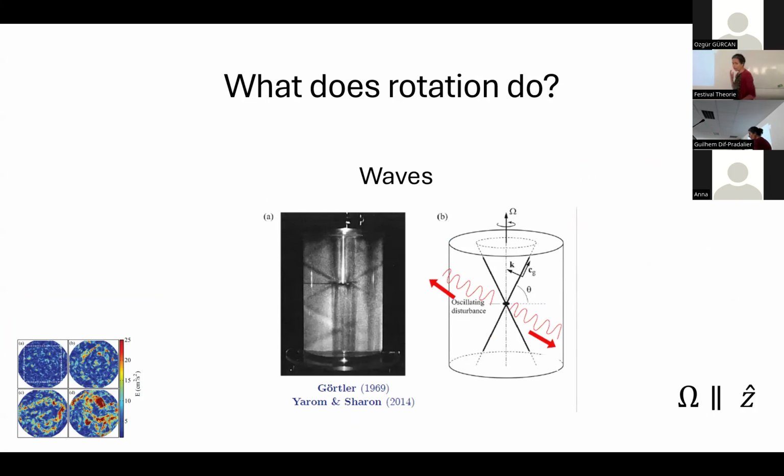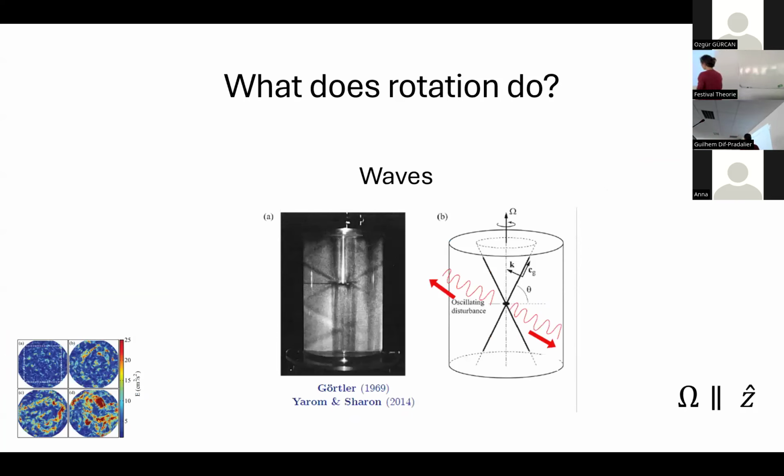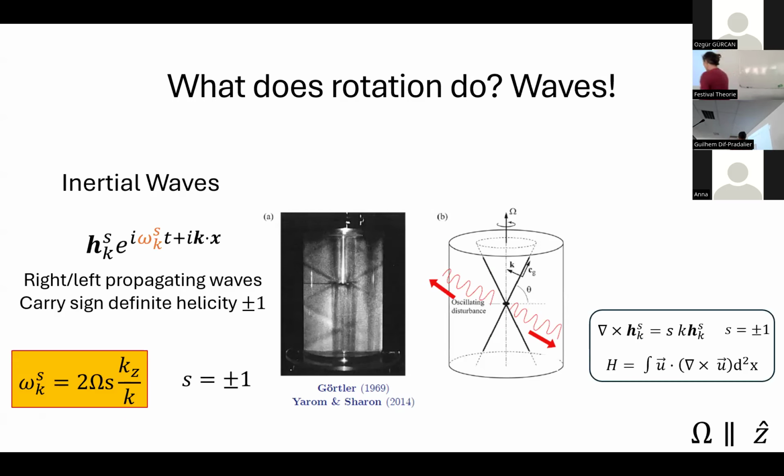Okay. So that's not the answer, right? So what's special about rotation? And of course, it cannot be the answer because you have basic conservation also in 3D without rotation. So there must be something special about rotation. What's special about rotation is that you have waves. They're called inertial waves. And these waves happen to also diagonalize the helicity.